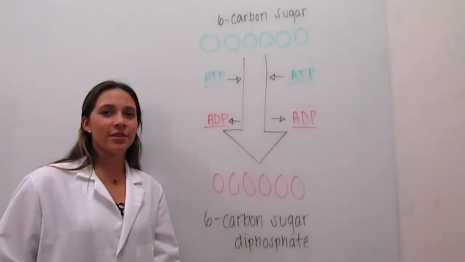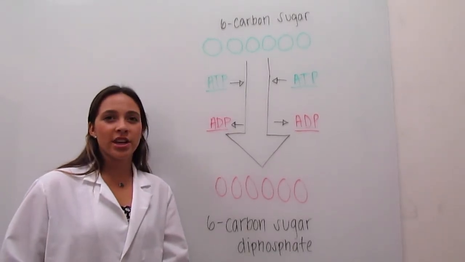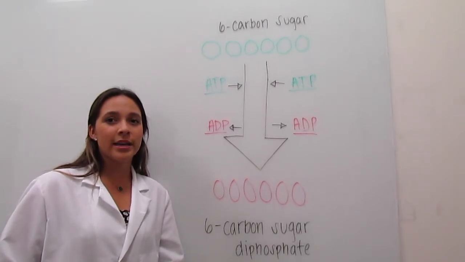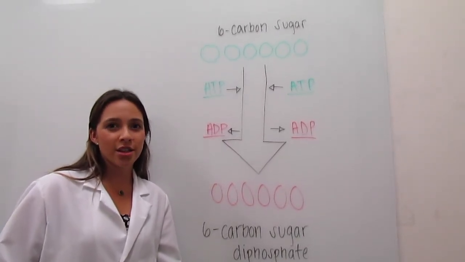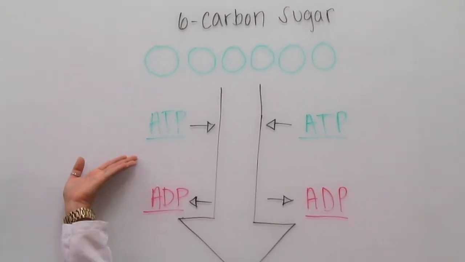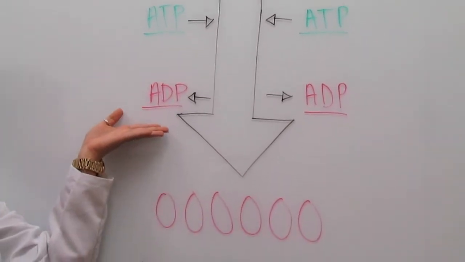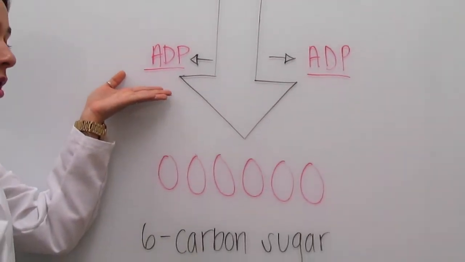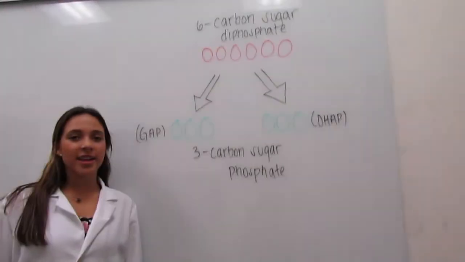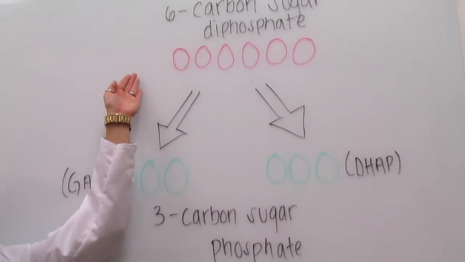As a result of the first step, we have a 6-carbon sugar diphosphate, which can also be called fructose 6-phosphate, and also 2 ADP molecules. So let's look back. We first start off with a 6-carbon sugar. 2 ATP molecules are added in, and as a result, we end up with 2 low-energy ADP molecules and a 6-carbon sugar diphosphate.